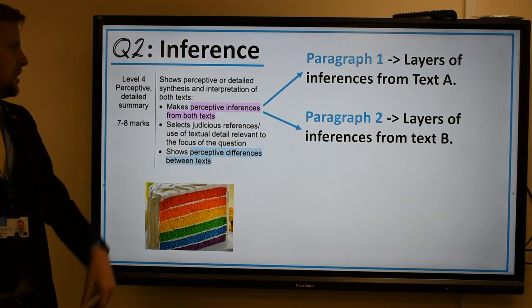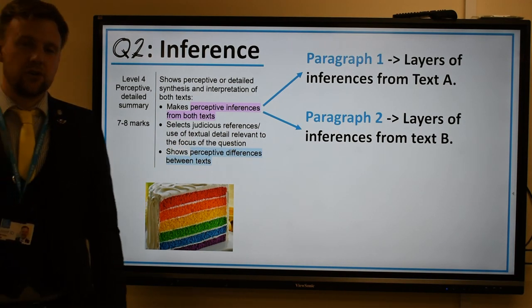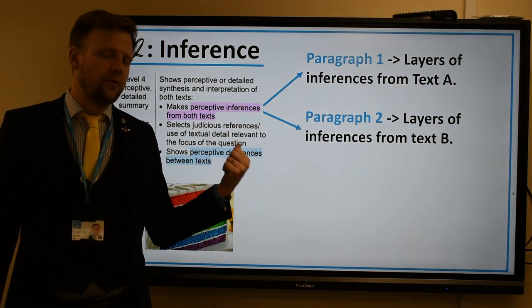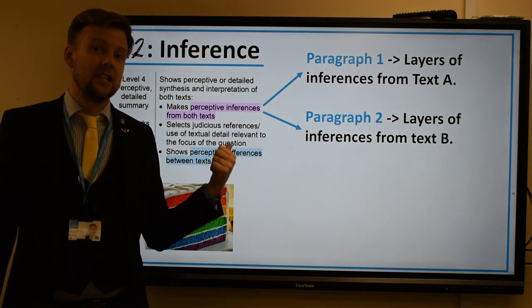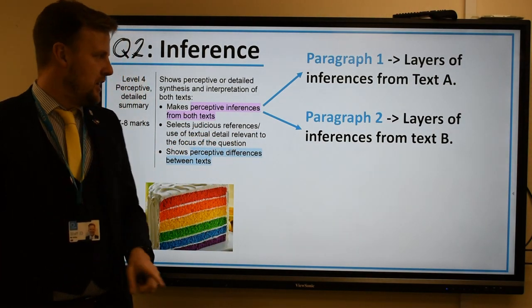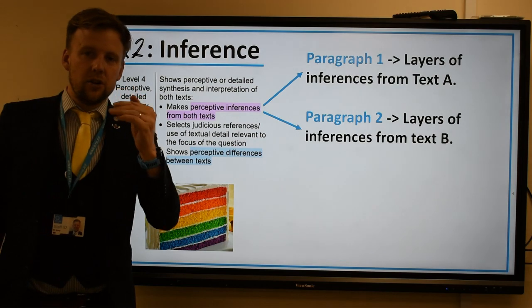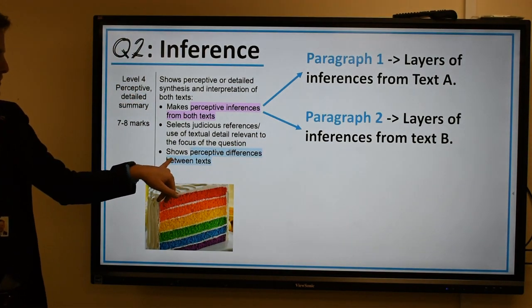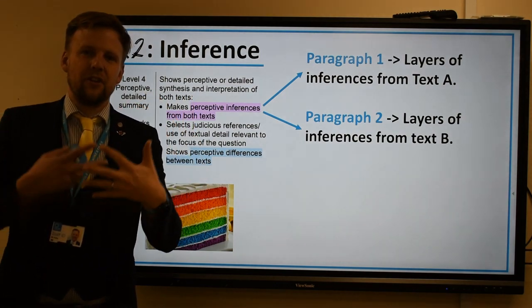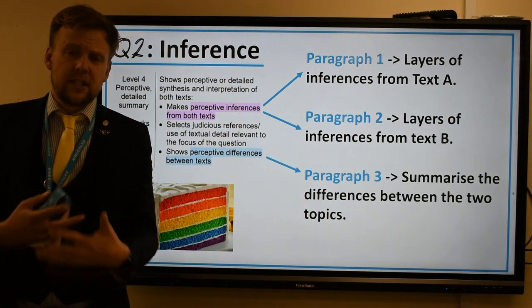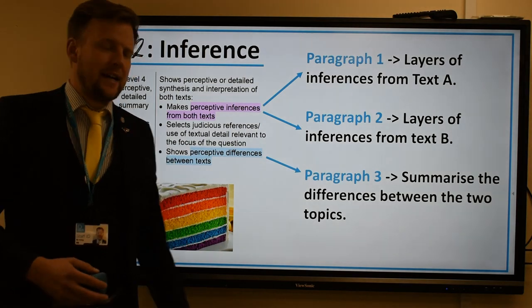Now look at the mark scheme. Judicious references and use of detail relevant to the focus of the question. There's no reference there to having 3, 4, 5, 6 different pieces of evidence. Okay? Find one piece of evidence, but make it a brilliant piece of evidence so that you can then get loads of layers of inference from it. And then once you've done that, to hit that last bit, you need to bring together the differences between them. So your final paragraph summarises the differences between the two texts.